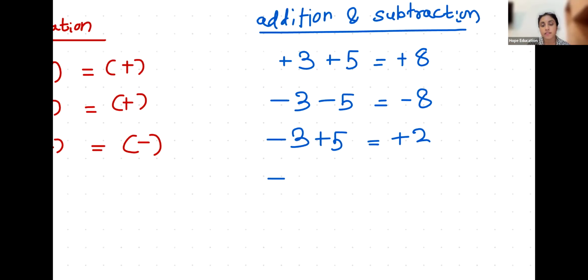Plus 3 minus 5 now. Again, I subtract the small number from the big number. Small number is 3, big number is 5. So 5 minus 3 is 2. And the sign is the sign of the big number. So the big number is 5, and that sign is minus. So the answer gets minus. This is how we do addition and subtraction.